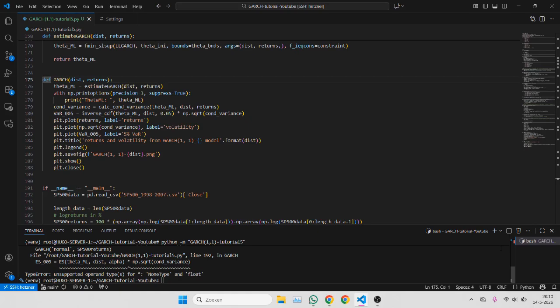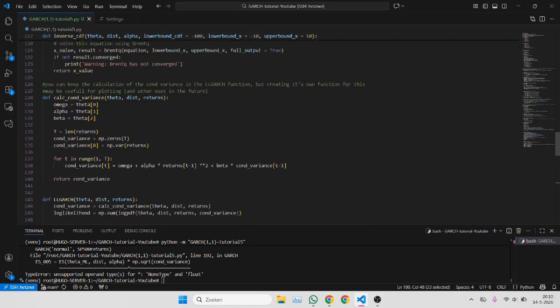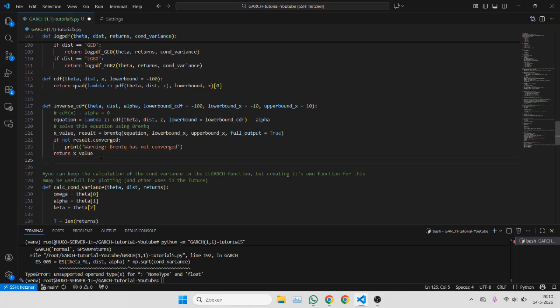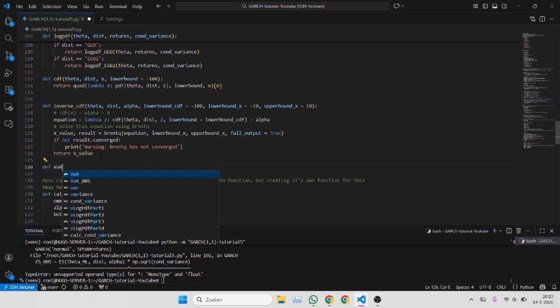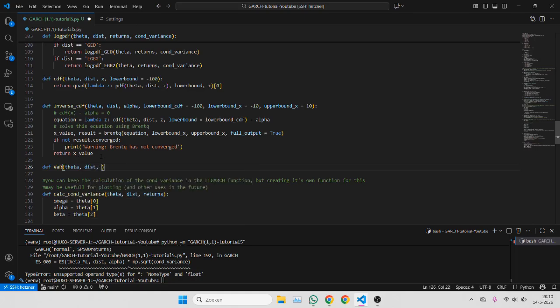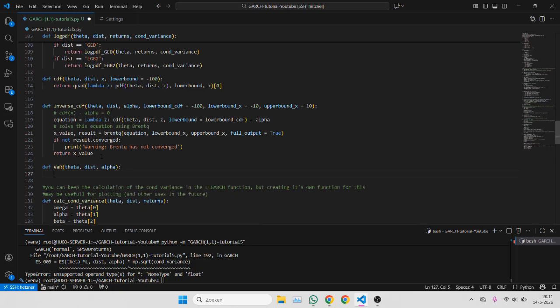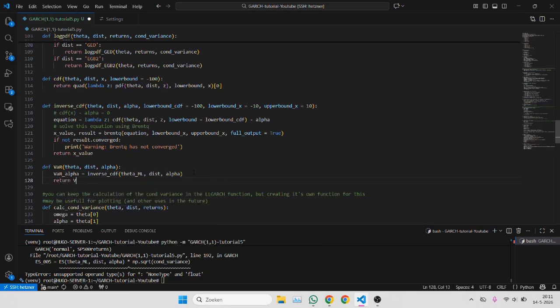First we'll make our own function for calculating the value at risk, instead of calculating it in the main function. So let's put it here. As input we take theta, we take the distribution, and we will take the alpha level. Then the value at risk at level alpha is equal to the inverse CDF, which we did in the previous episode. And then we return the value at risk at alpha.